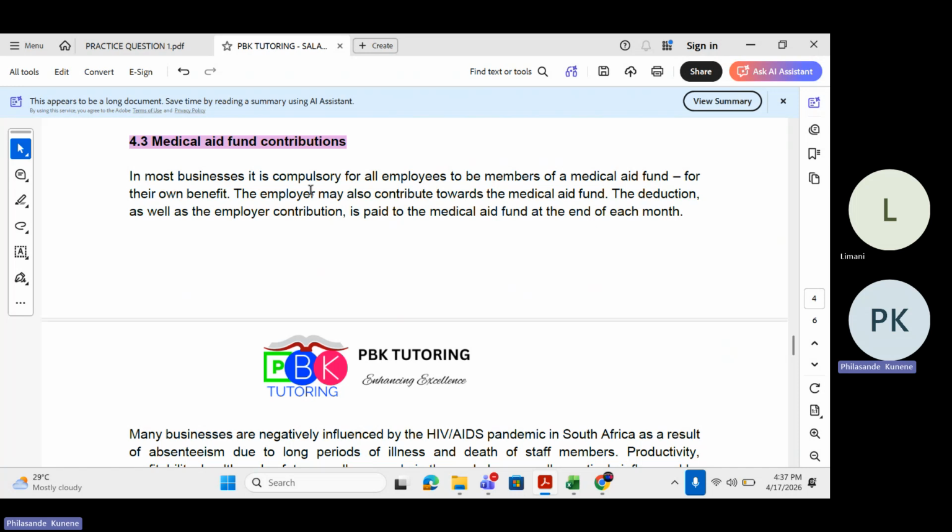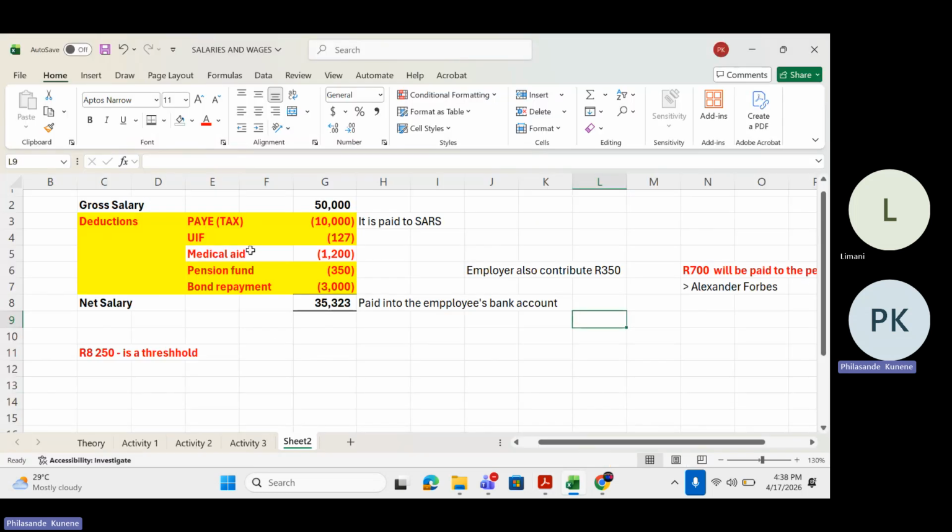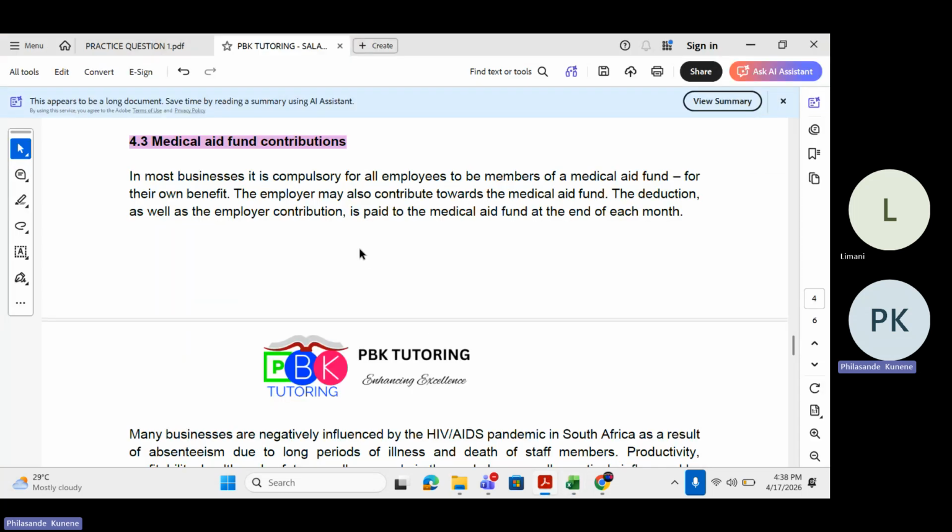Okay? Are you following? Number one, pension fund contribution. That's what we've spoken about. Number two, income tax. Those are two deductions. Pay as you earn, which is tax, and then we have pension fund. Now, the next one is medical aid fund contribution. Now we have what? Medical aid fund contribution.